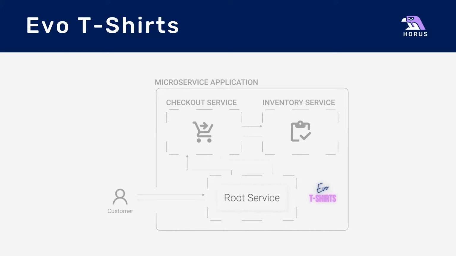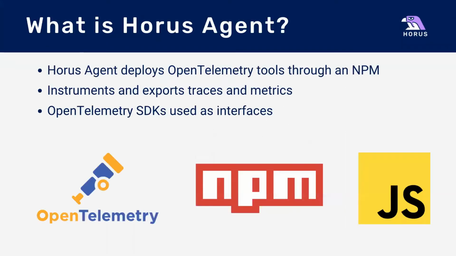It doesn't generate those metrics and traces we need to work with. So that's where Horus Agent comes in. Horus Agent is an NPM package that we've developed using OpenTelemetry tools. We chose to work with OpenTelemetry because it's the rising gold standard for generating and working with telemetry data.